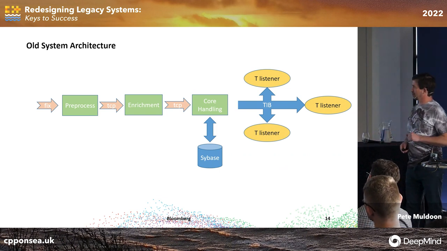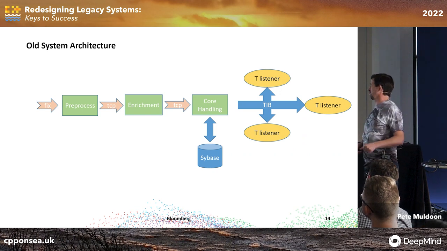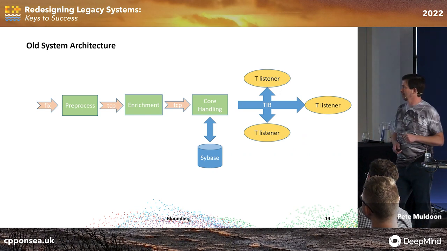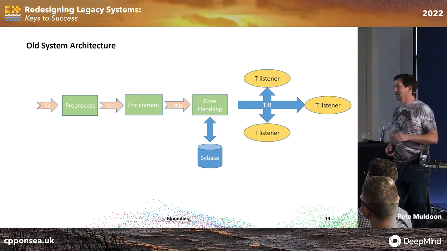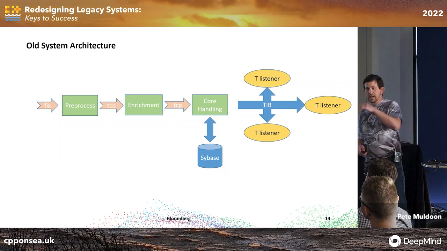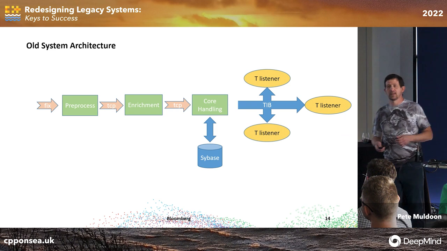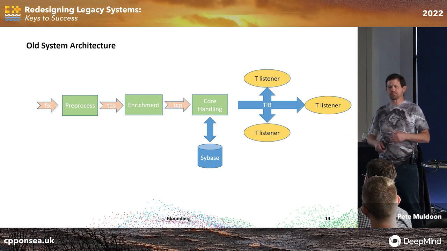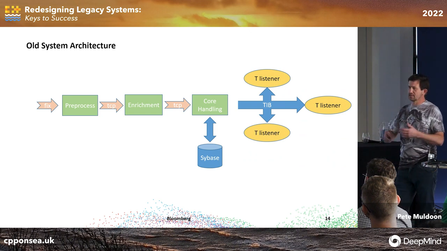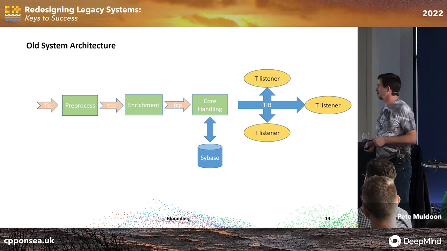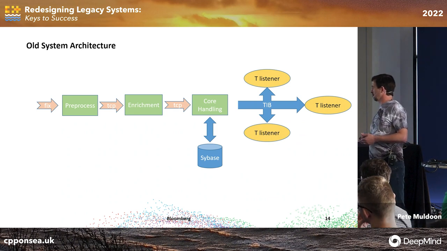So there was this old system architecture. We had the FIX protocol, which is an open, known protocol for sending financial information around. We would have a pre-process task, which would take that data, put it into our own data container, and send it over TCP to an enrichment process. And that would add things like stuff to do with the security, what its dates are, when you pay out on it, what users can make changes to it, all this kind of stuff.